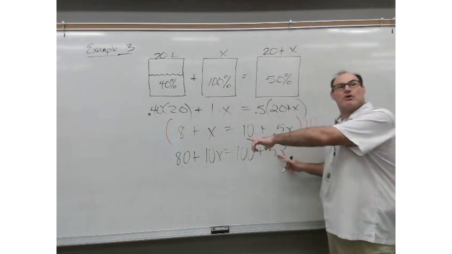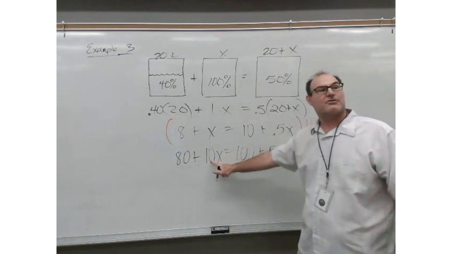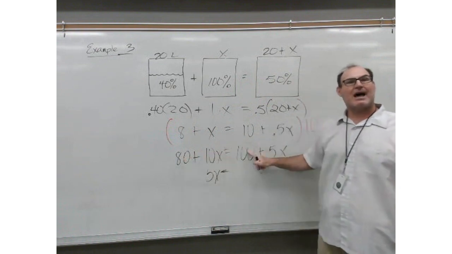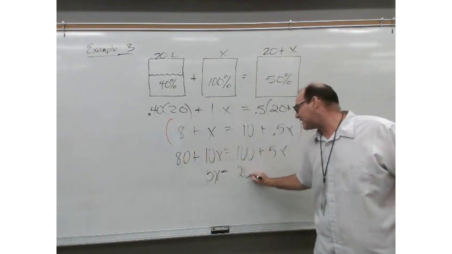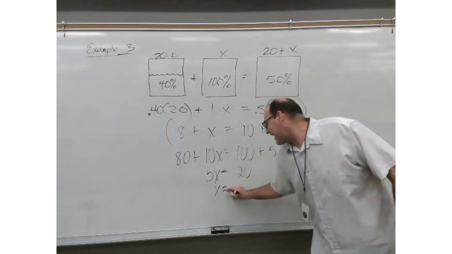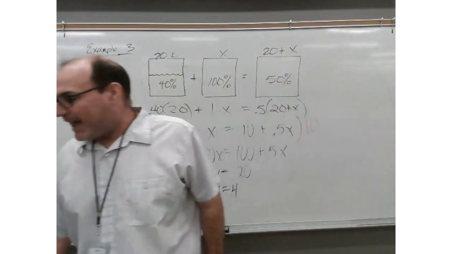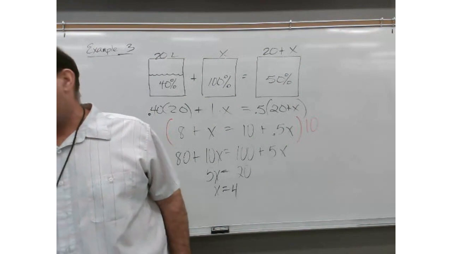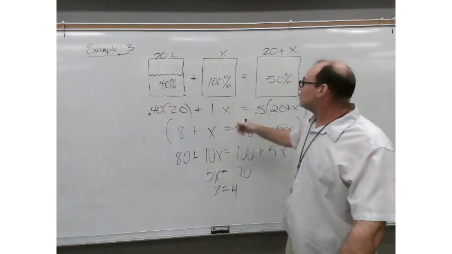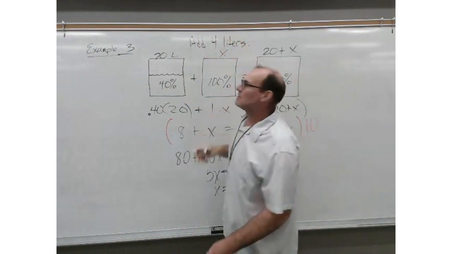I'm going to bring the 5x over to the left because I like x's on the left for whatever reason. So when I subtract 5x from 10x, I get 5x. When I subtract 80 from both sides, when I take the 100 and subtract 80, I get 20. And then when I divide by 5, hopefully I do this all right, I get x is 4. So the question that we were asked half hour ago is, how much alcohol do I have to add? Well, how much alcohol was x? So what I need to do is I need to add 4 liters.